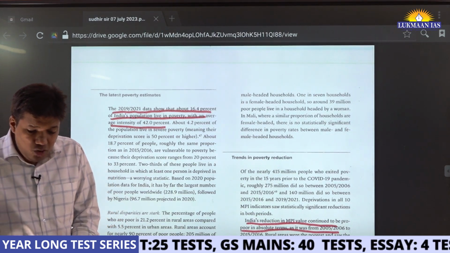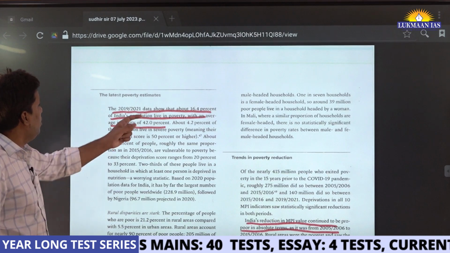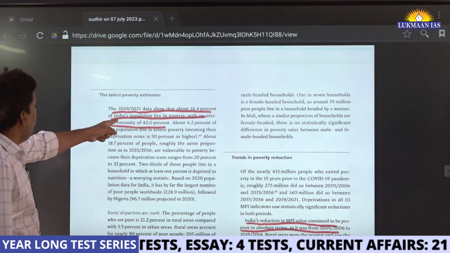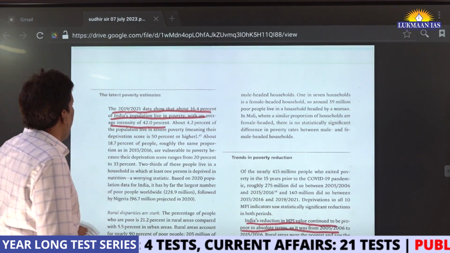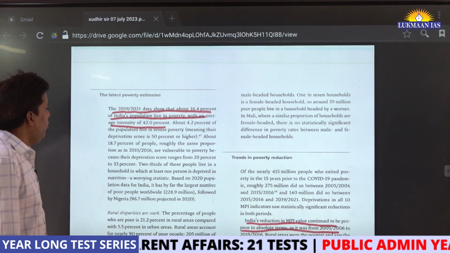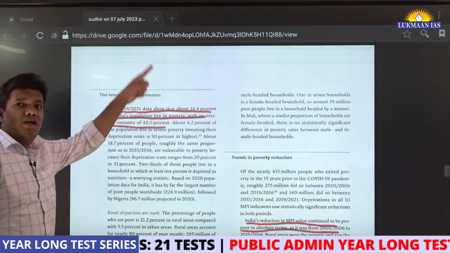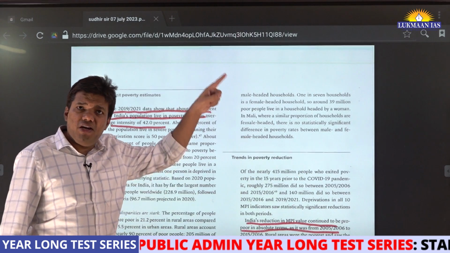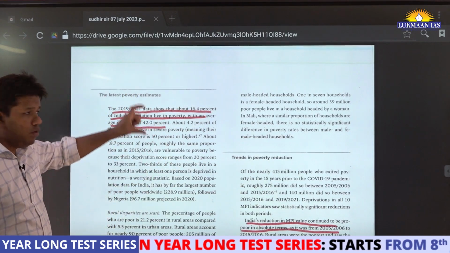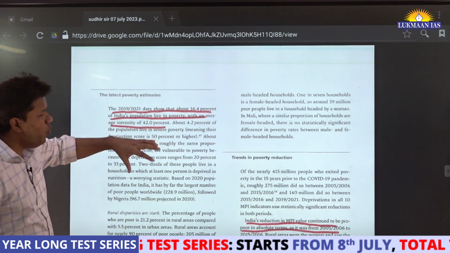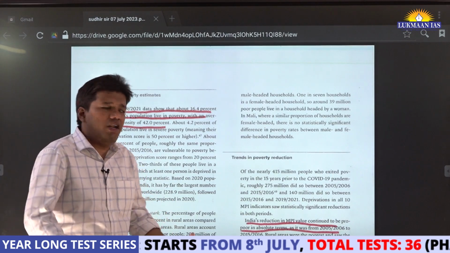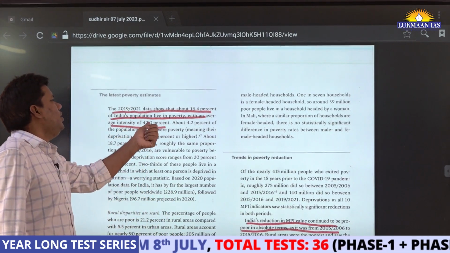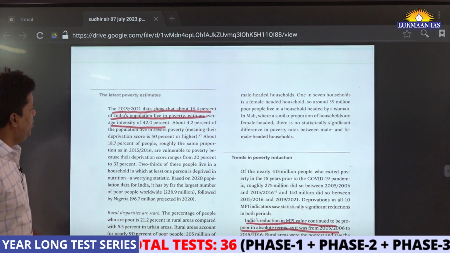Now, okay, what they say is in 2019-21, 16.4% of India's population lives in poverty, with an average intensity of 14. What is the meaning of average intensity here? We saw the graph earlier, right? There were 10 parameters. So within each parameter, what is the degree of poverty? The cumulative score of that will give you the average intensity.